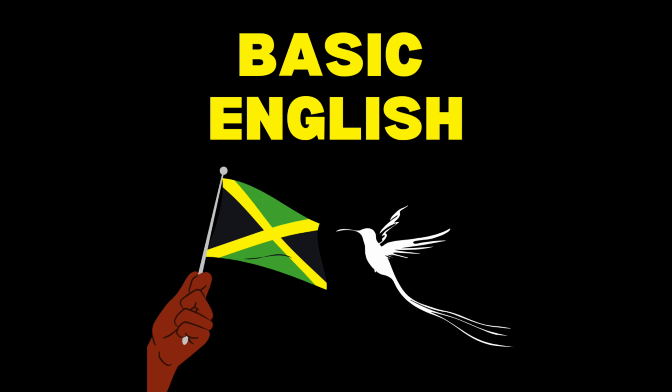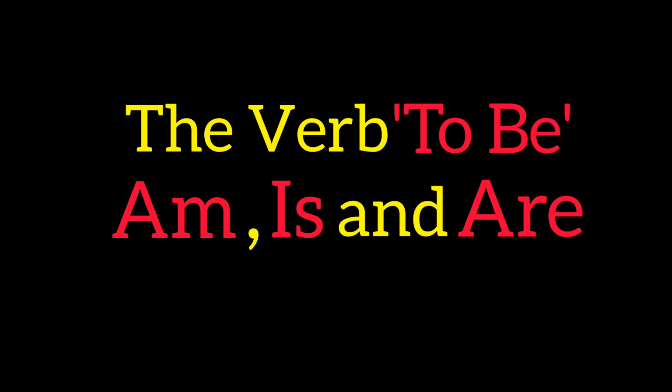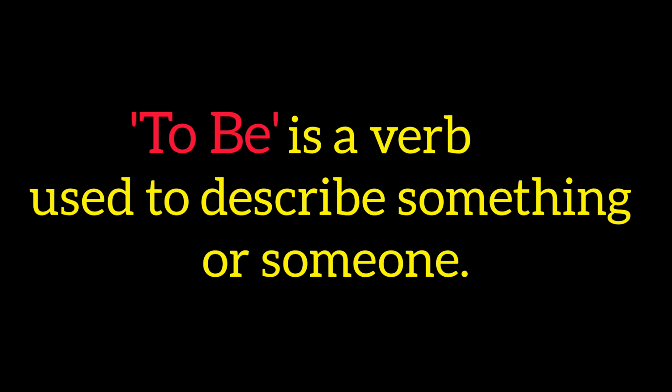Welcome to Basic English. The verb to be: am, is, and are. To be is a verb used to describe something or someone.